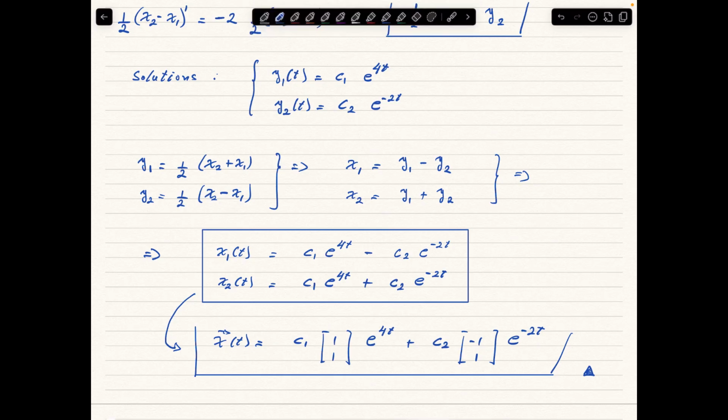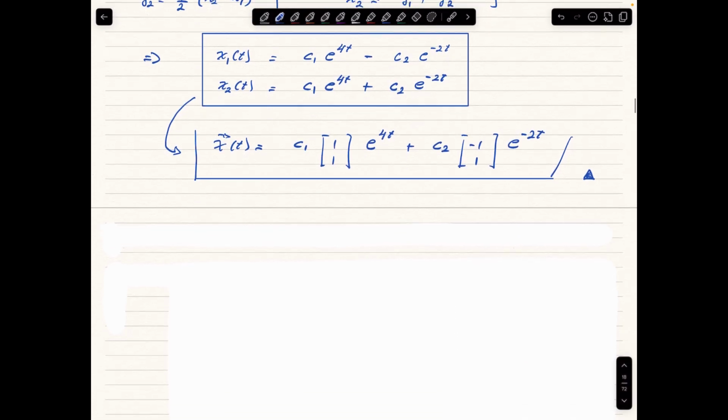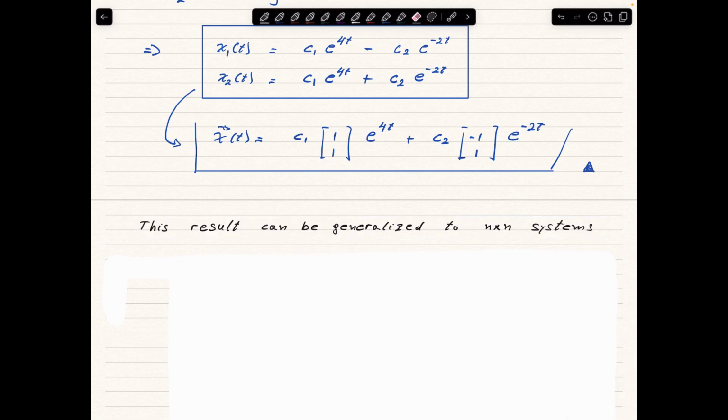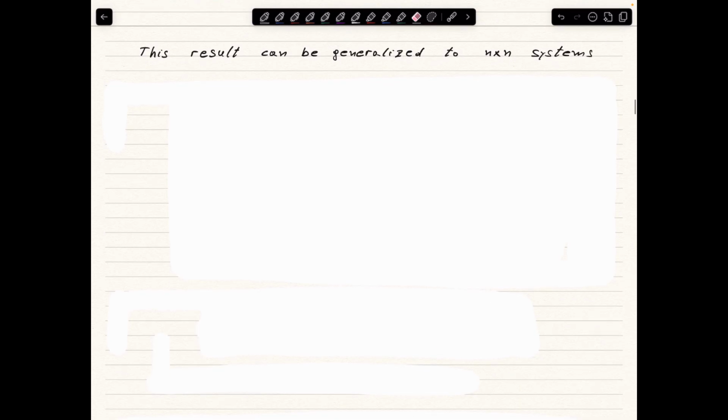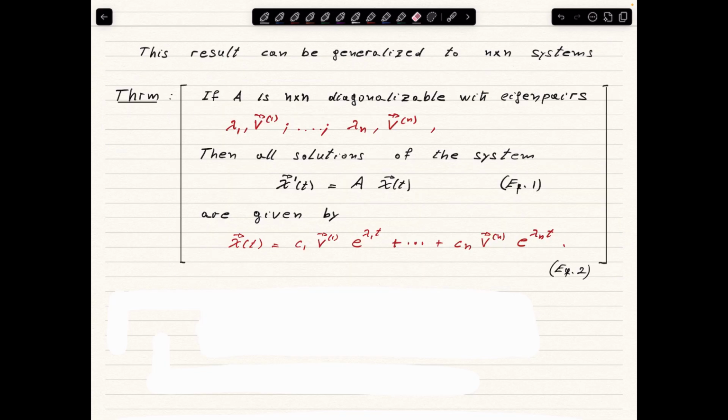This theorem we've been discussing so far can be generalized from 2x2 systems to n×n systems. And here is the generalization of the short version of the theorem. If we have a matrix A that is n×n and is diagonalizable, and it has the following eigenpairs, lambda 1, v1, and now we need to have n eigenpairs, lambda n, vn, because the matrix is n×n.